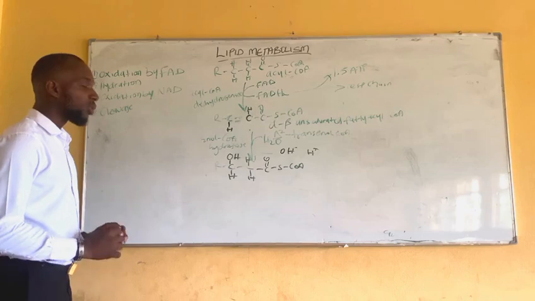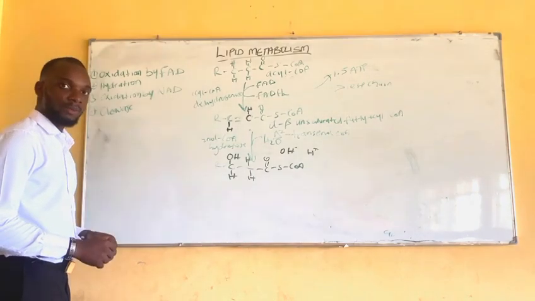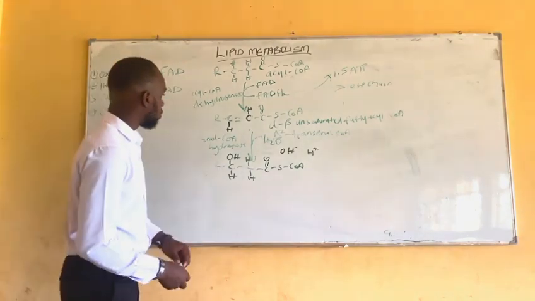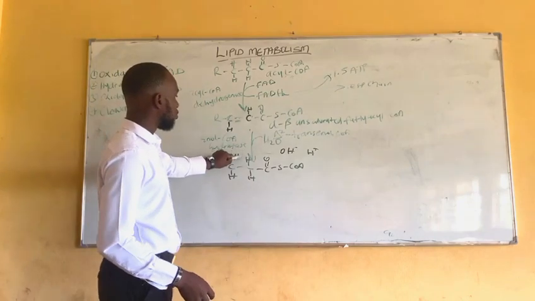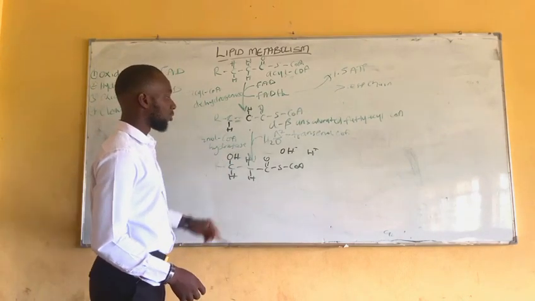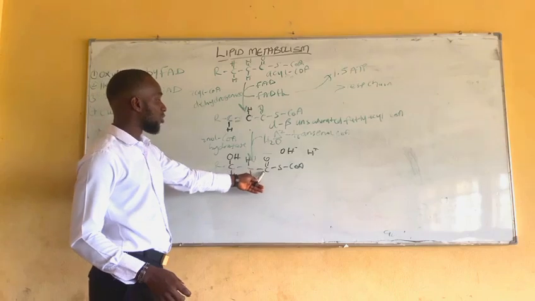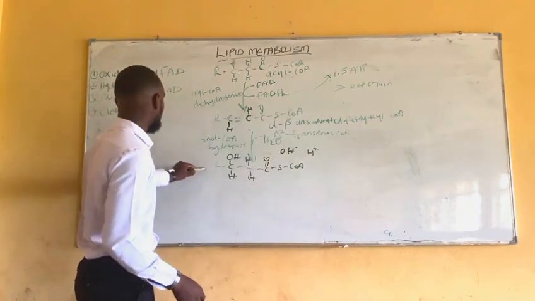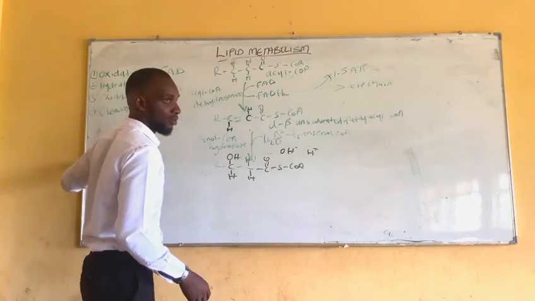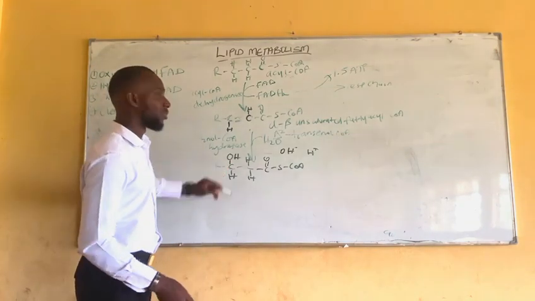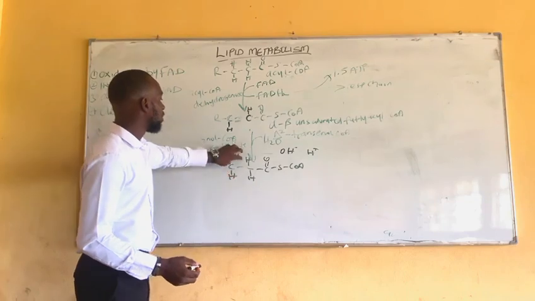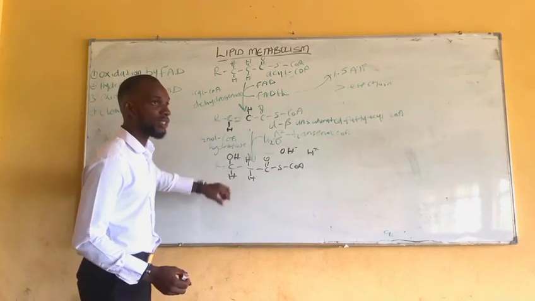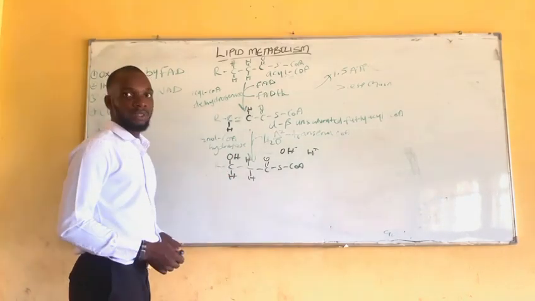So what do you think will be the name of this molecule? Notice that there is a hydroxyl group on the beta carbon. Remember, this is the carboxyl carbon, this is the alpha carbon, this is the beta carbon, and this arrow represents the acyl chain. So this is the beta carbon now, so this will be called beta hydroxyl acetyl-CoA.